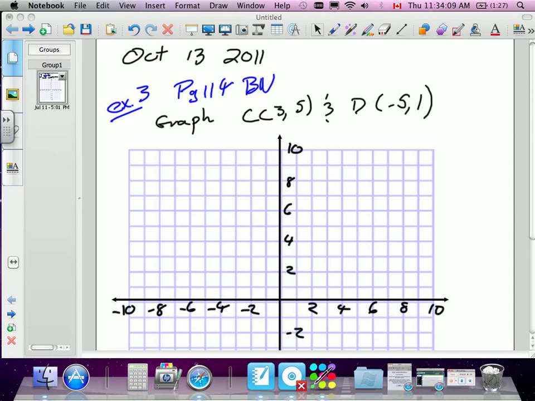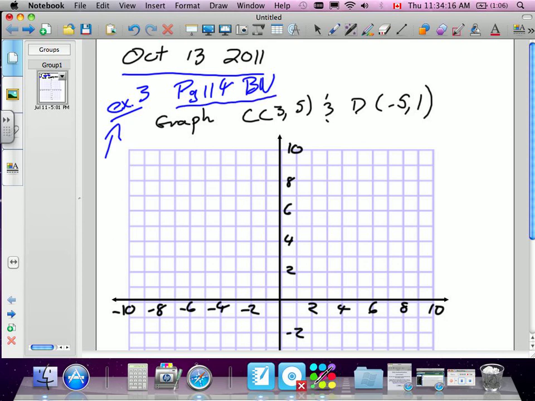Okay, today is October 13th, 2011. This is example 3 from page 114 in your blue notebook, okay?